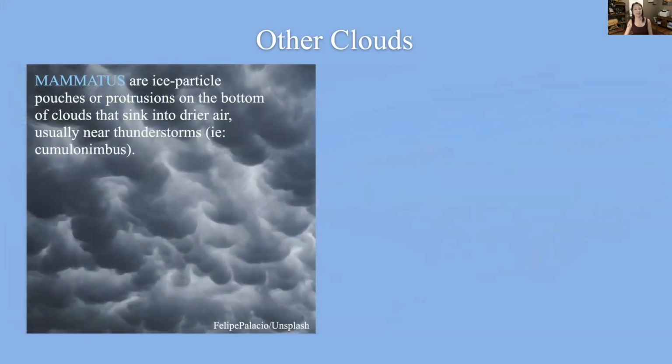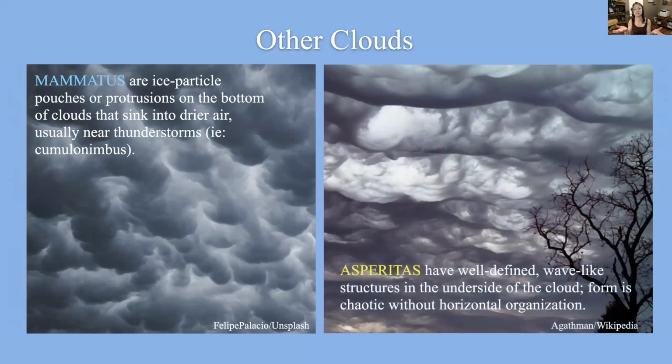There are mammatus clouds. They're ice particle pouches on the bottom of clouds that sink because they're into the drier air, usually near thunderstorms. And literally, you know, the mammatus, the mammary, yes, it's the same word origin. And I just had to include this because this is a super cool name. Asperitas have well-defined wave-like structures on the underside of the clouds, but they're chaotic. They're not like the mammatus. Really must be really intense clouds.